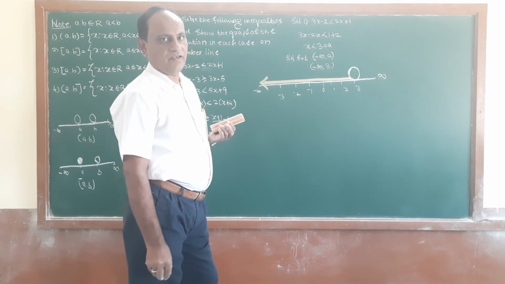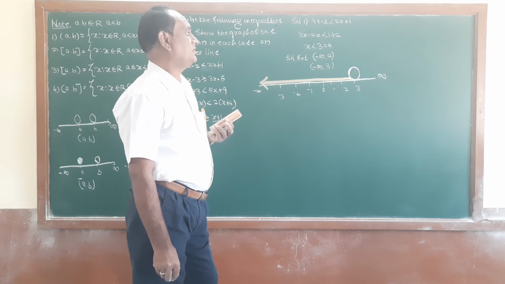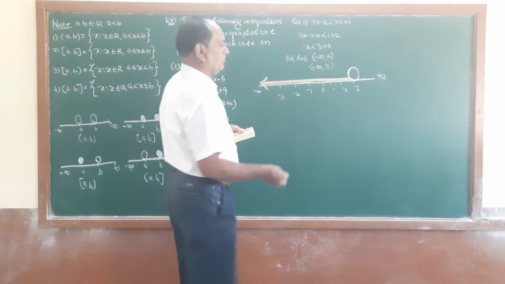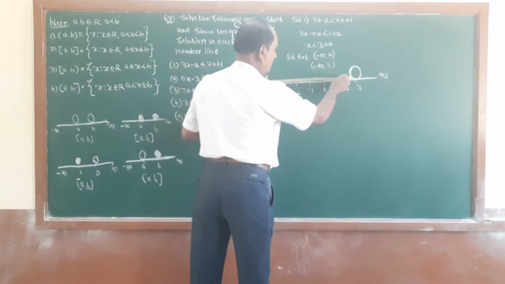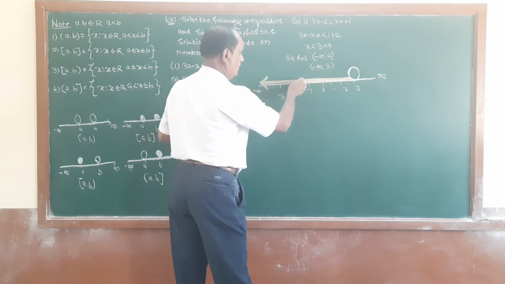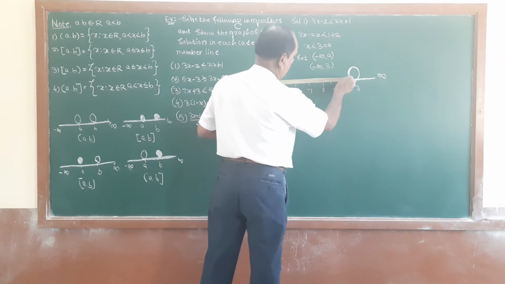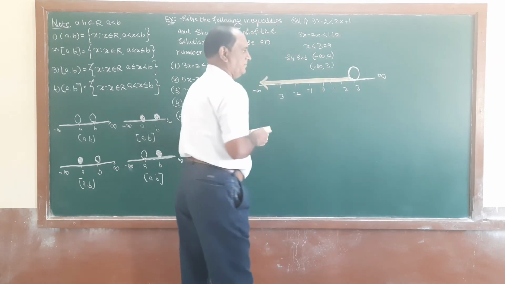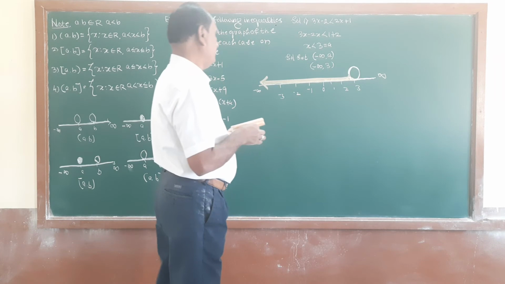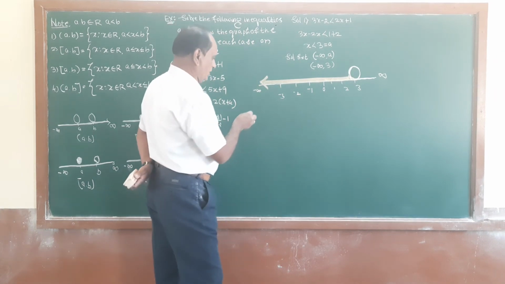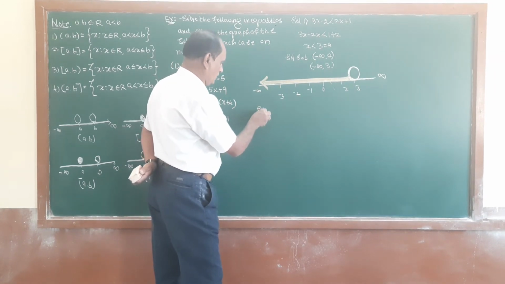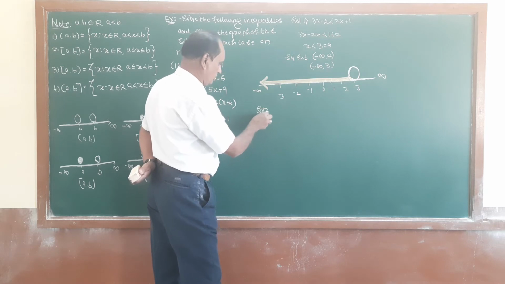Right, x is less than 3. Whatever numbers are less than 3, that we represent on the real number line. x is less than 3 on the real number line. Okay, that is the solution for the first problem. Now the second problem.